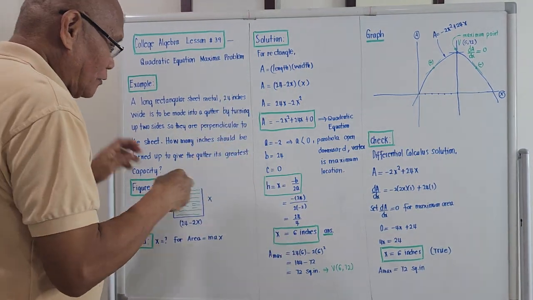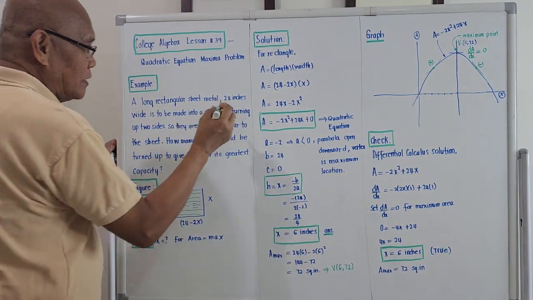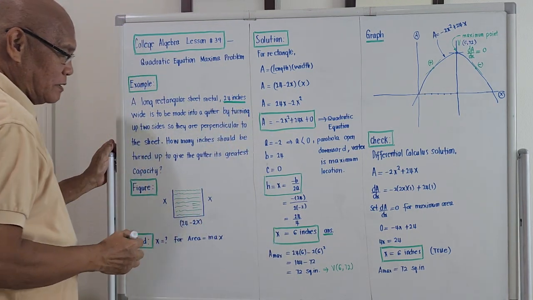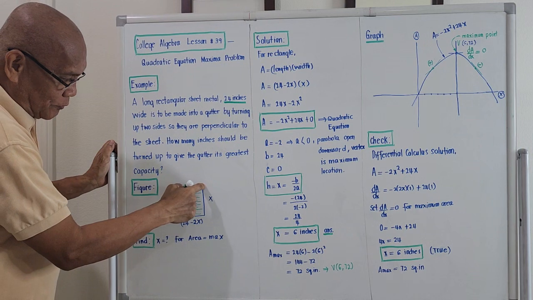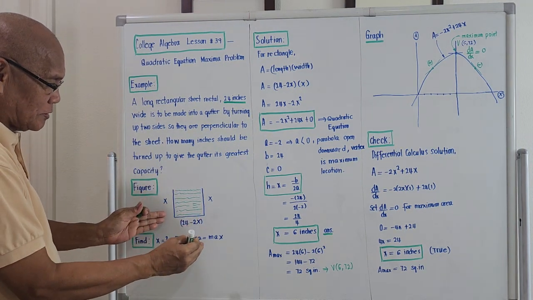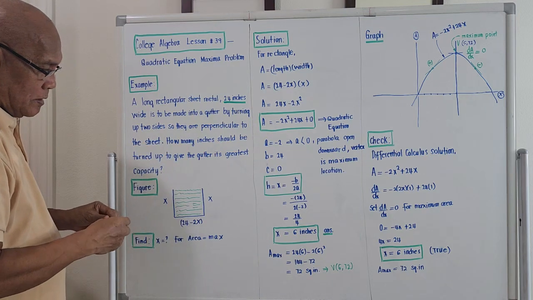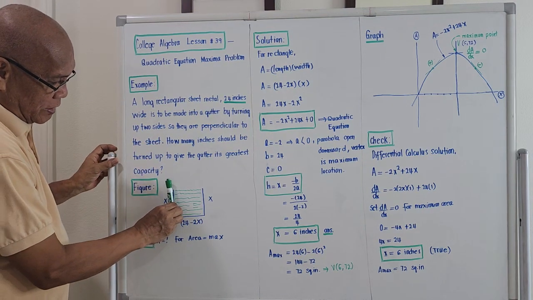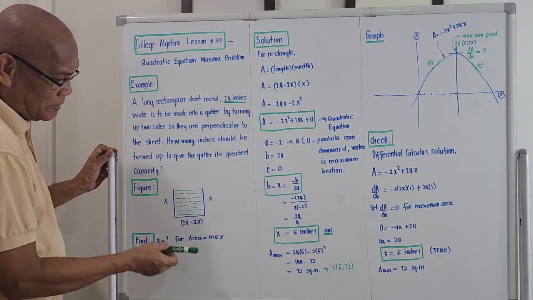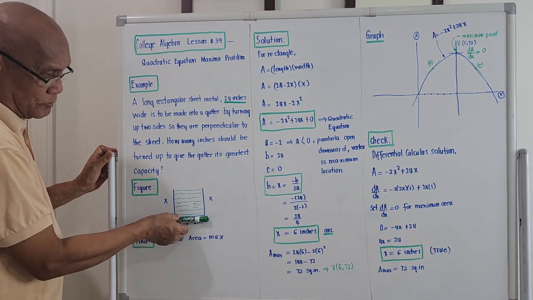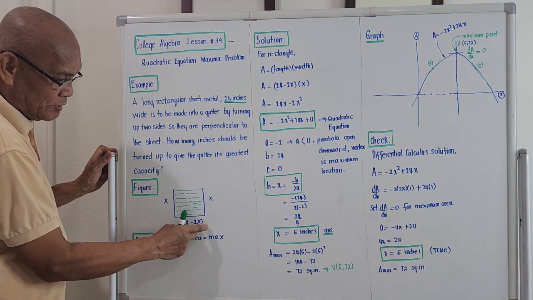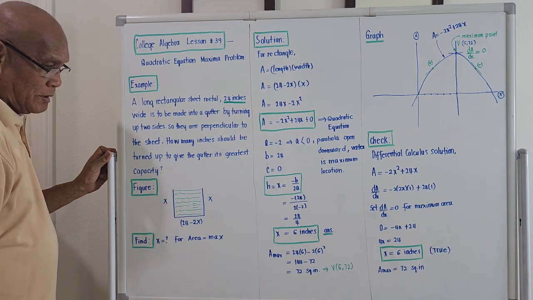To bring out the figure, I'll repeat it. The total width of the metal is 24 inches. So this is 24 inches going around. So after turning the sides up, this is x. The bottom portion should be the total length minus twice x. This is 24 minus 2x.